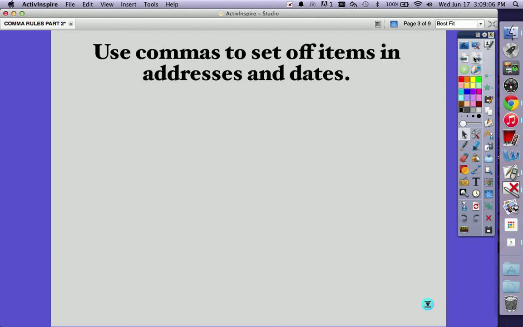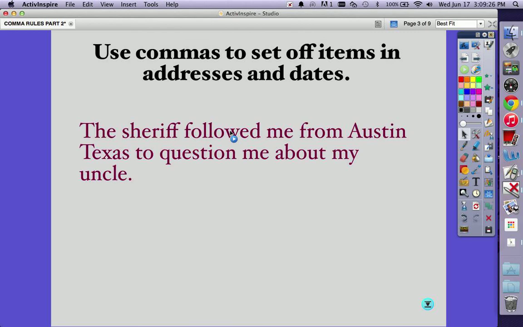Next comma rule. Use commas to set off items in addresses and dates. You're probably pretty familiar with doing this when you are maybe writing an address on an envelope or a date on an assignment that you turn in. What we need to pay attention to is that when you write a date or an address in a sentence, you need to not only put a comma between, say, the city and the state here, Austin, Texas, but you also separate the last item in that date or address with a comma. So there's going to be one after whatever element you're talking about.